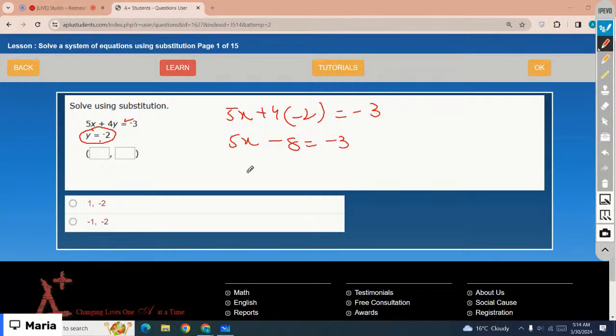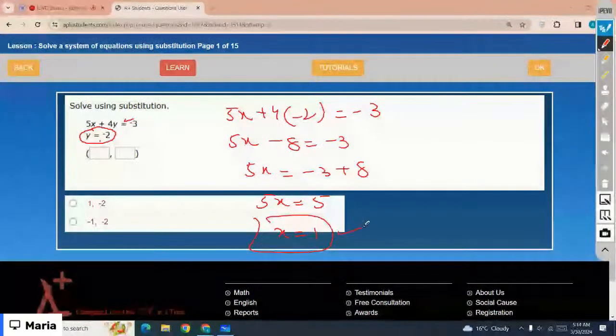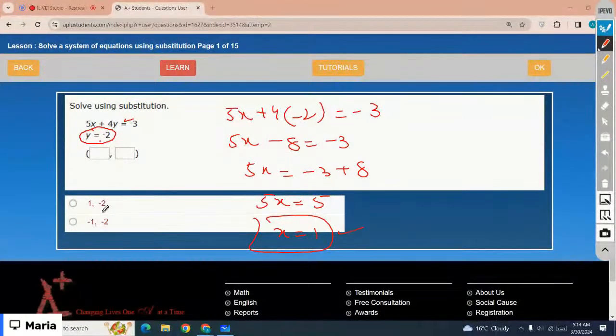Move negative 8 to the other side. 5x equals negative 3 plus 8. So 8 minus 3 is 5. That equals 5x equals 5. Divide both sides by 5. So here you have the value of x and y, where the value of y is already given, right? So the correct option is x equals 1 and y equals negative 2.